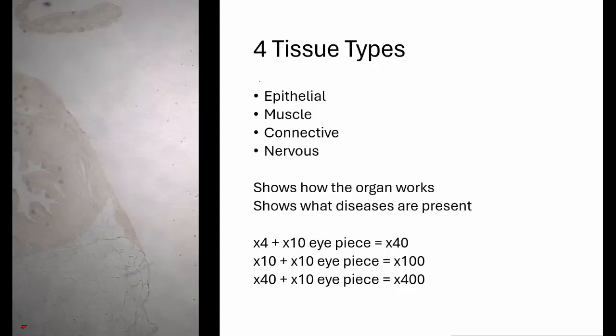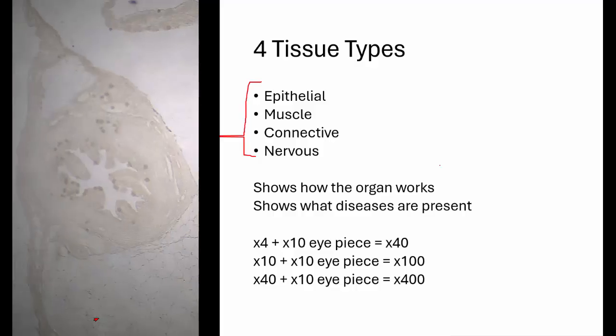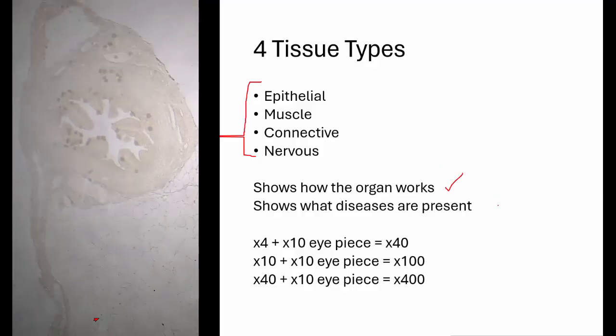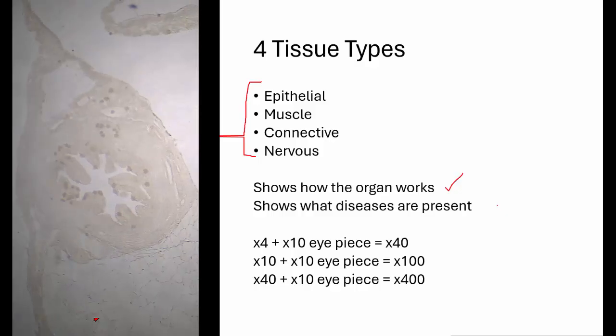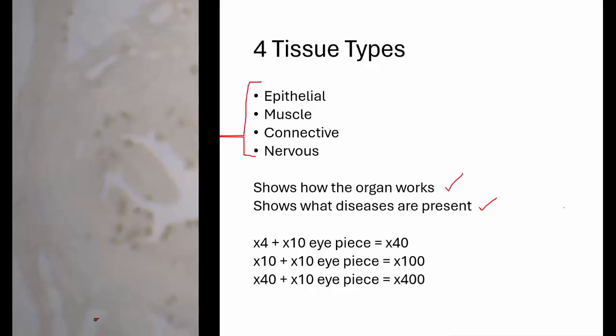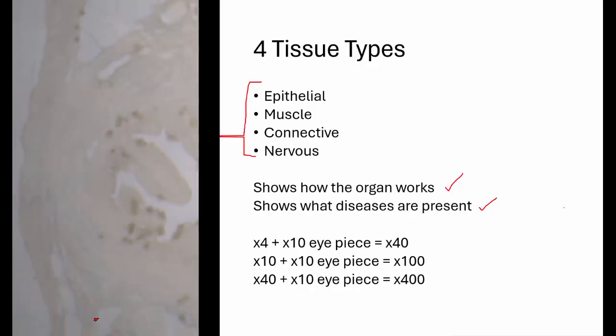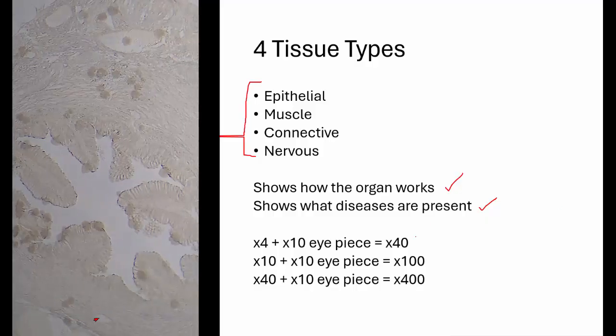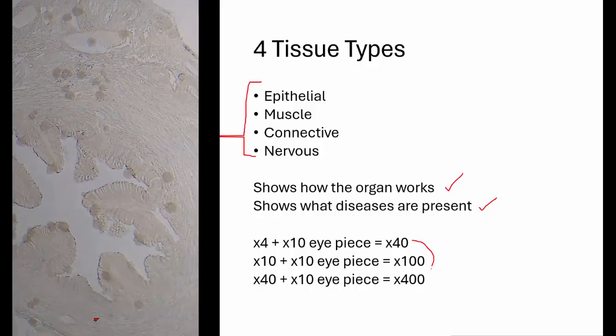So the purpose of this video is to show you the four different tissue types so that you can, number one, recognize how organs work by working out where the four different types of tissues are and how they're working together to make that organ work. And then also if there's changes to those individual tissue types or any other changes, you'll be able to diagnose diseases.